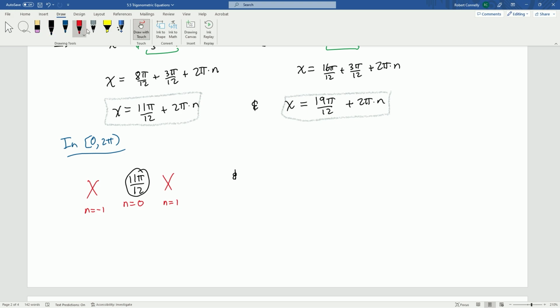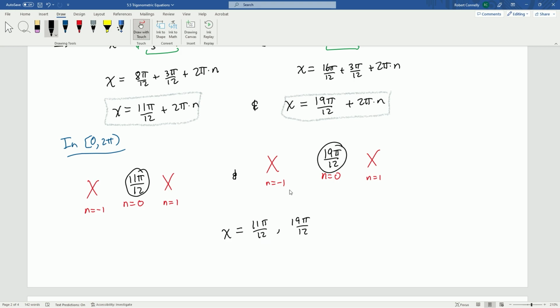And then when we look over here, we do the same reasoning. Plug in n equals 0. Now when we plug in n equals 1, I'd be adding 2 pi to a positive number. That's going to be bigger than 2 pi. That's not going to work. When I plug in n equals negative 1, I'd be subtracting 2 pi from something smaller than 2 pi. That's going to be negative, so that's not going to work. So that means all of my solutions from 0 to 2 pi are just 11 pi over 12 and 19 pi over 12.